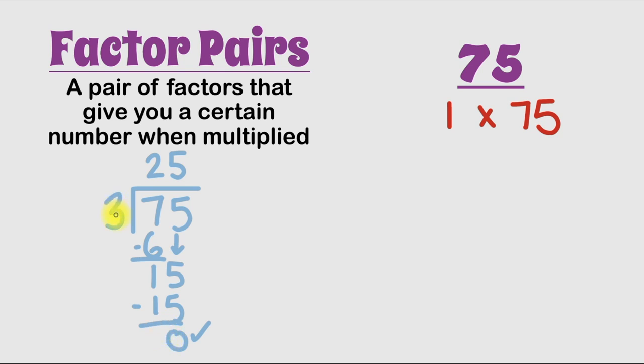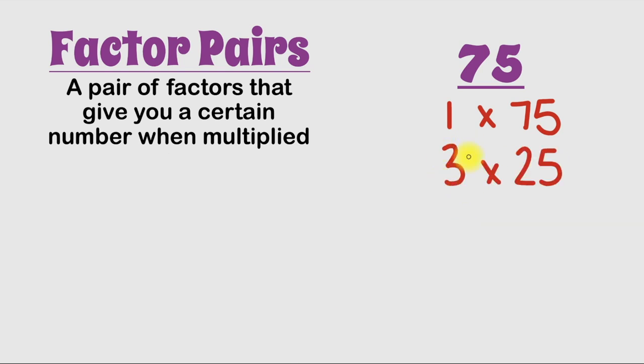So what would our factor pair be? Since we divided 75 by 3 and got 25, this means that our factor pair is 3 times 25. And just to show you that's true, I'll work it out right here. 25 times 3. 3 times 5 is 15. Bring down the 5, carry the 1. 3 times 2 is 6. Plus this 1 is 7. So 25 times 3 is 75. So let's put 3 times 25 as our next factor pair.